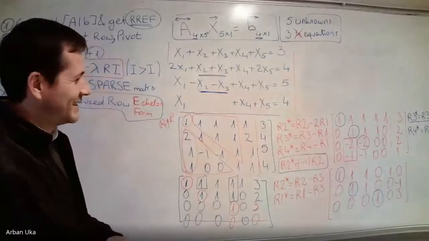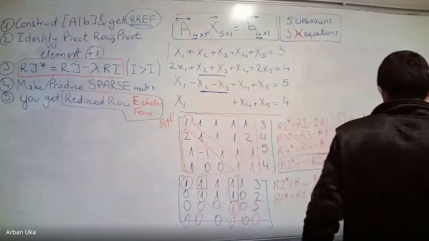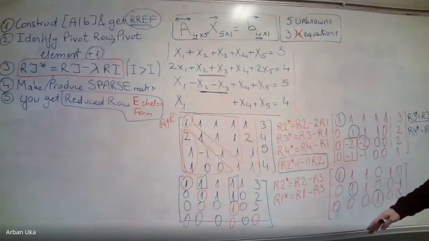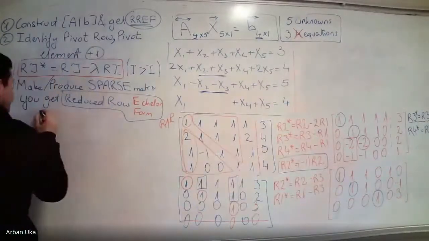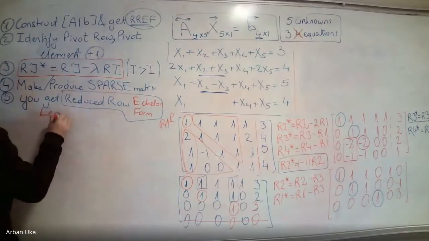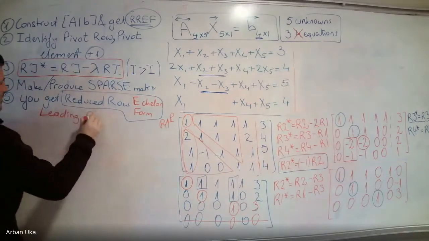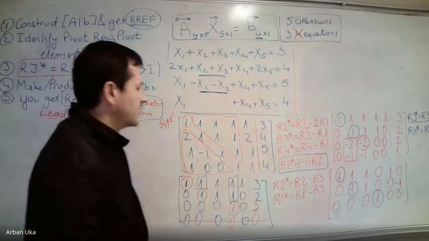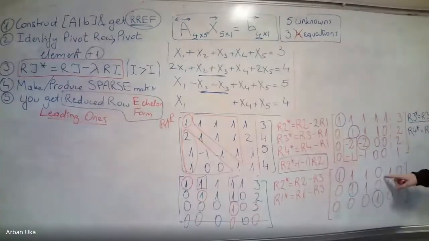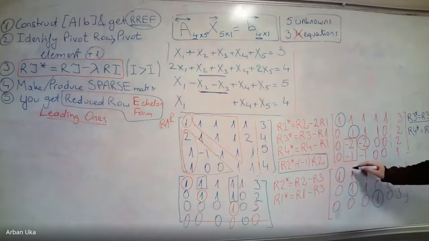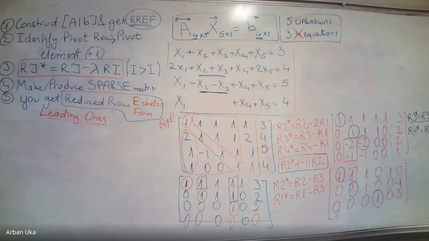Okay. So these are the leading ones. Maybe I need to write here a key element, which is very essential: leading ones. Then we move here. We use this leading one to make zeros. Let's use this leading one to produce a 0 out of here. How can we do it? We can say row 1 star is equal to row 1 minus row 2.